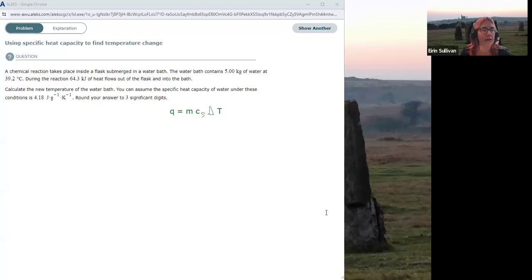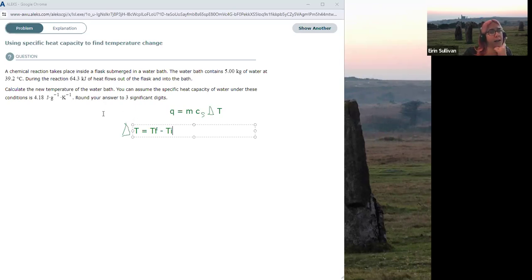So if we are using specific heat capacity to find temperature change, that means we're solving for delta T. But don't forget that delta T is the difference in temperature, so that is the final temperature minus the initial temperature. So also feasibly, you could be asked to solve for either the final temperature at the end of the experiment or work backwards for the initial temperature.